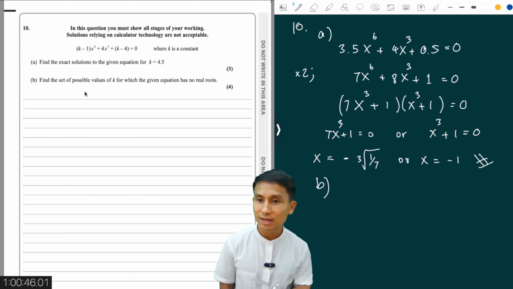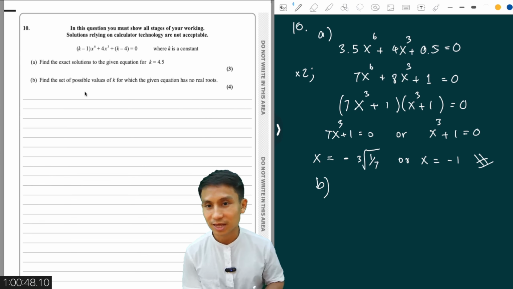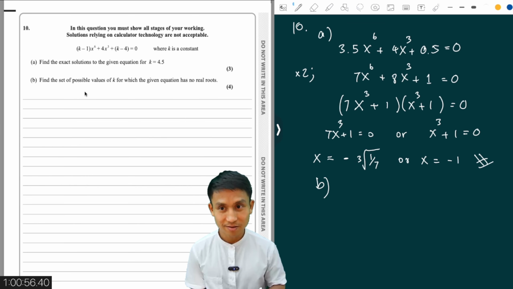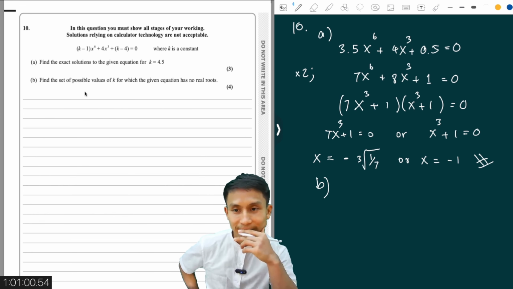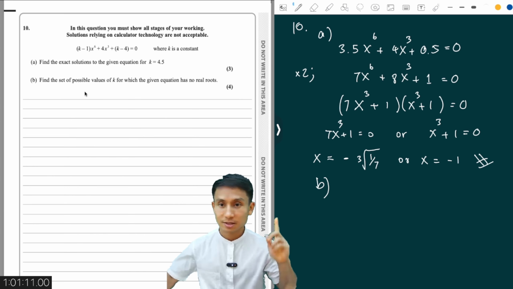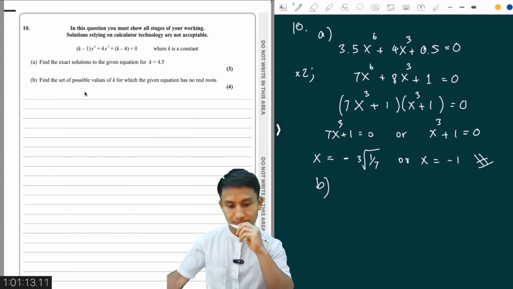Part B. Find the set of possible values of k for which the given equation has no real roots. Okay. All right. So we're going to still take this one.